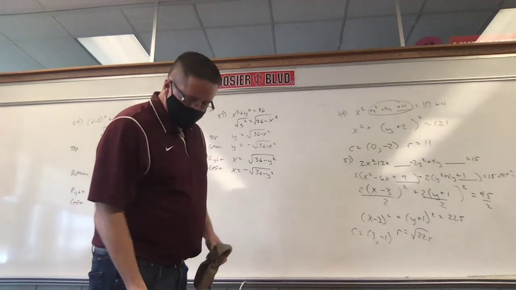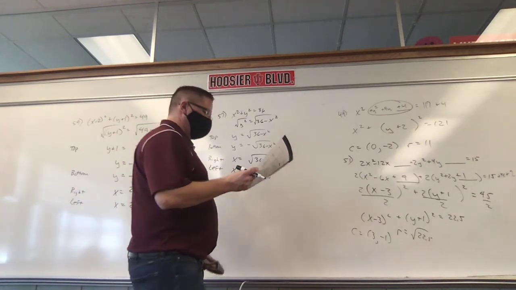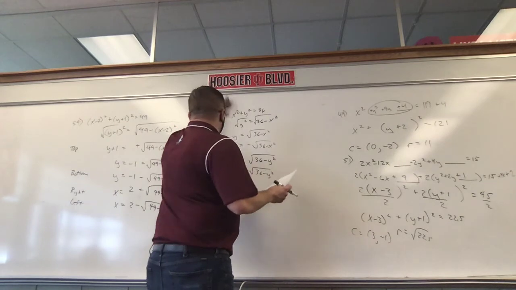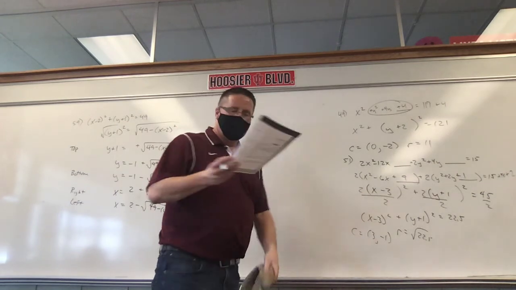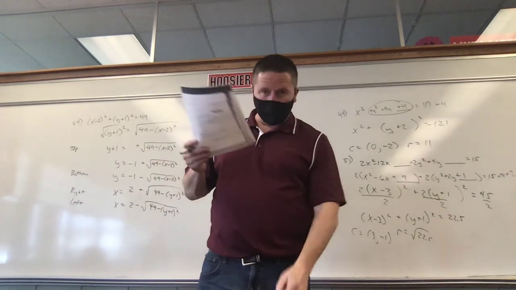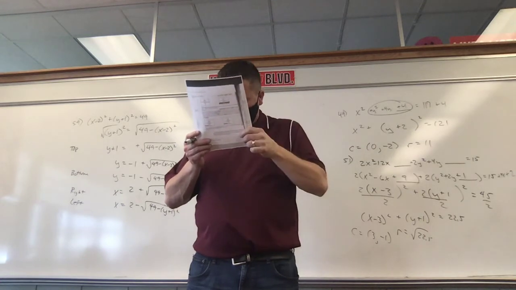Okay, last one, 61. Let's do an easy one. Okay, find the equation of the circle or the semicircle. Okay, hardest part of this is being able to count this. Jeez, it's really small. What does it look like the center of this is?